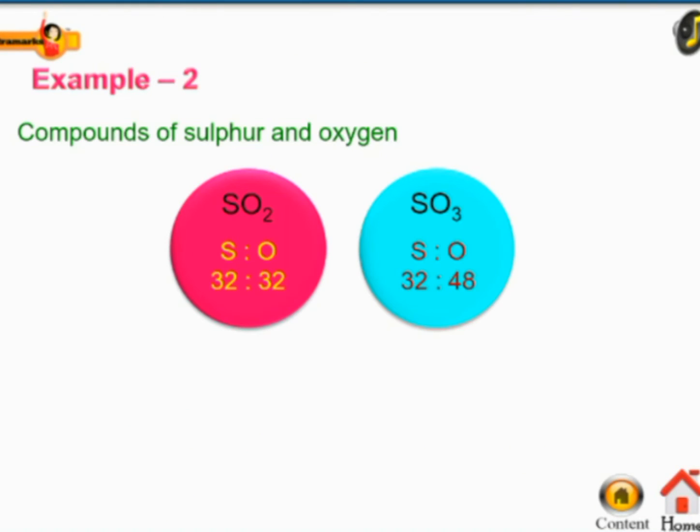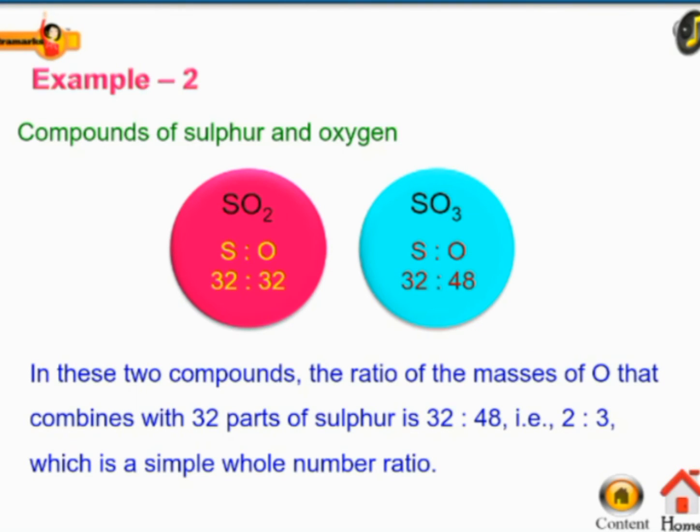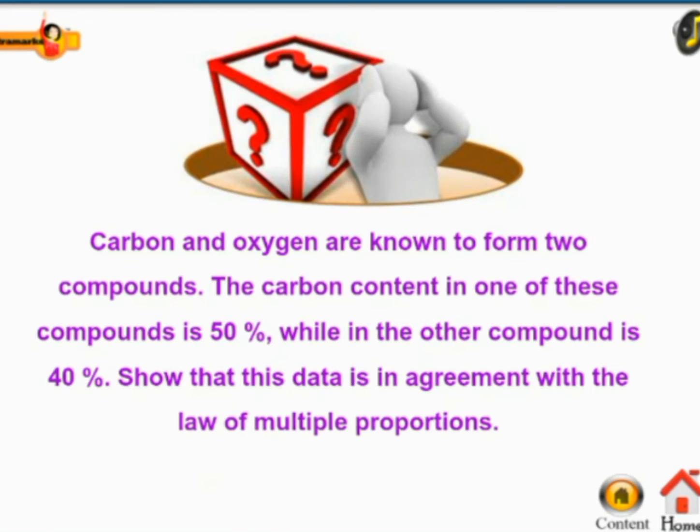Consider another example. Compounds of sulfur and oxygen. In these two compounds, the ratio of the masses of oxygen that combines with 32 parts of sulfur is 32:48, that is 2:3, which is a simple whole number ratio. Now let us solve a numerical. Carbon and oxygen are known to form two compounds. The carbon content in one of these compounds is 50%, while in the other compound it is 40%.